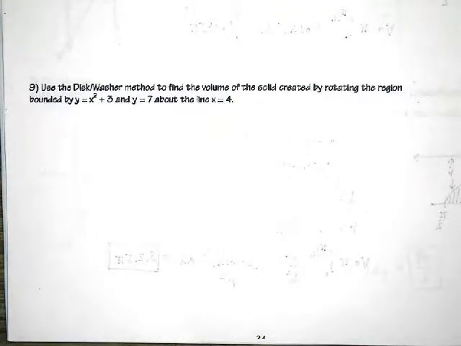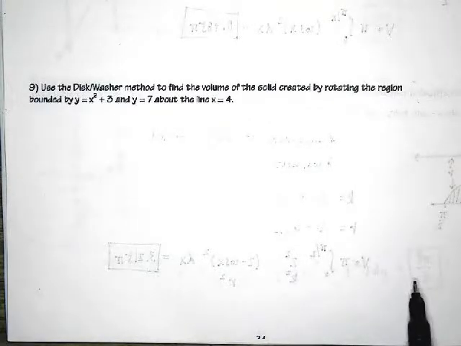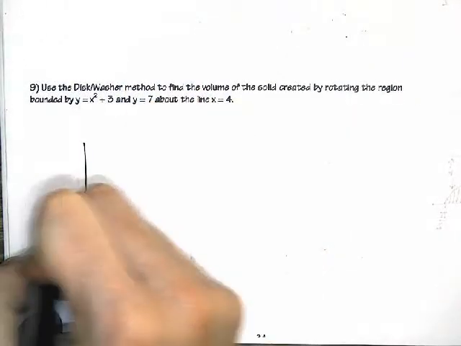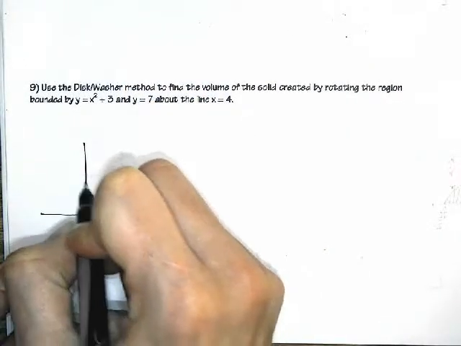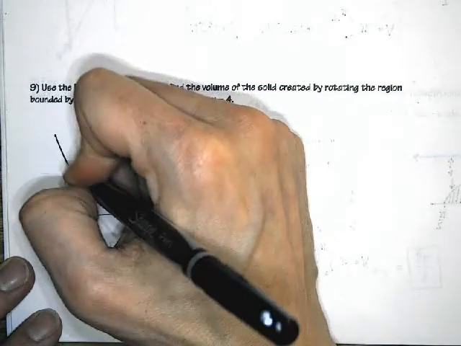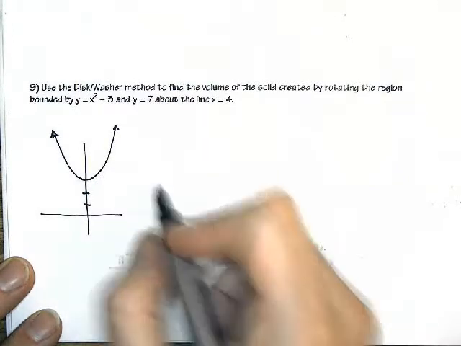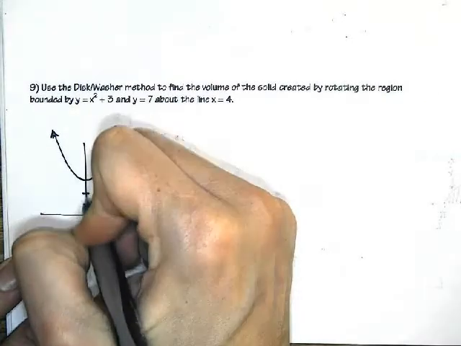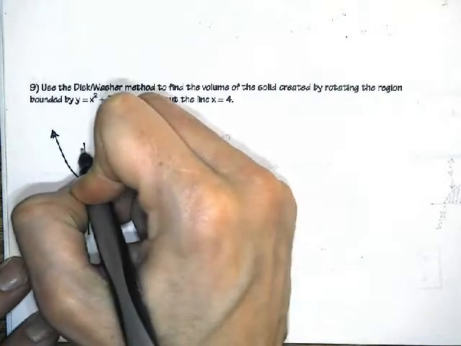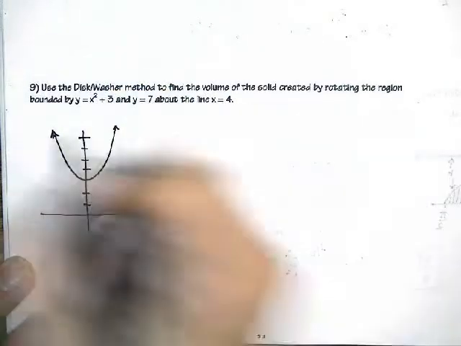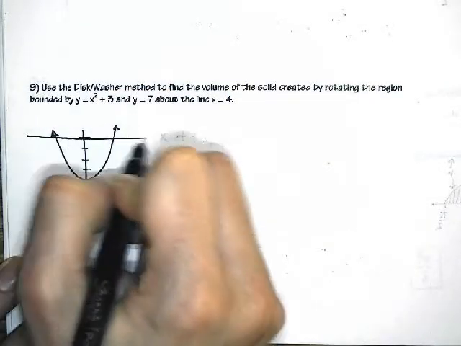All right, so using discs or washers, we'll decide which one that is, to find the volume of the solid created by rotating the region bounded by y equals x squared plus 3. So that's going to be our parabola shifted up. And the line y equals 7. So 1, 2, 3, 4, 5, 6, 7. So here's our line y equals 7.